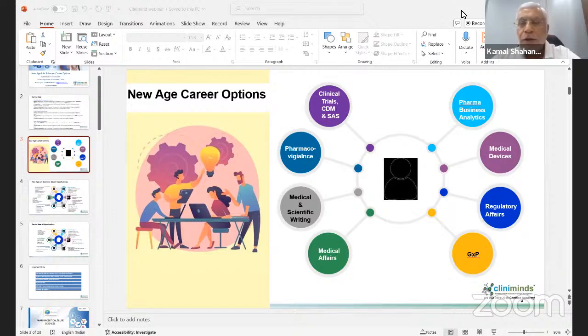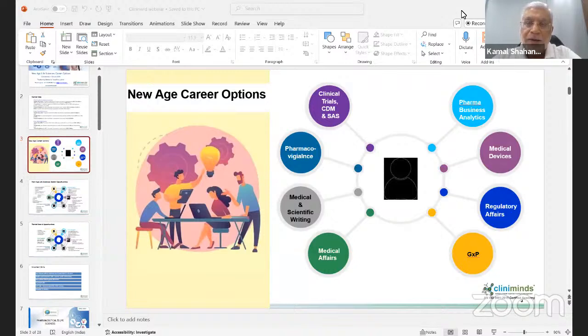Then you have a lot of other areas: CMC, chemistry, manufacturing, controls, all the export related documentation, CTDs, common technical documentation, dossier preparation. All these areas play a very important role. A formal education in regulatory affairs science is very, very critical today, because that's where a large number of the global pharmaceutical companies have now started outsourcing from India.